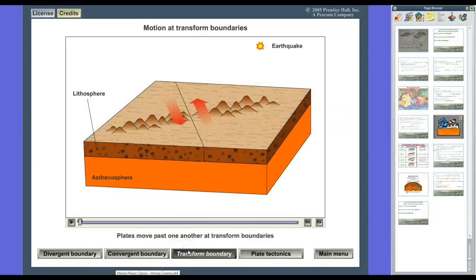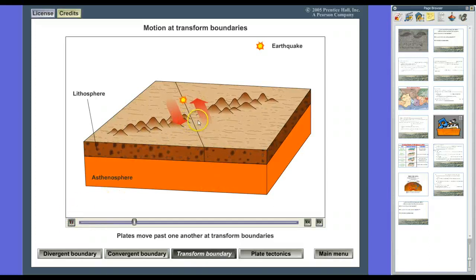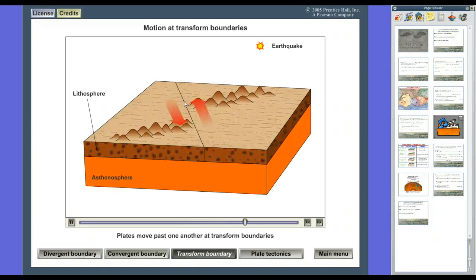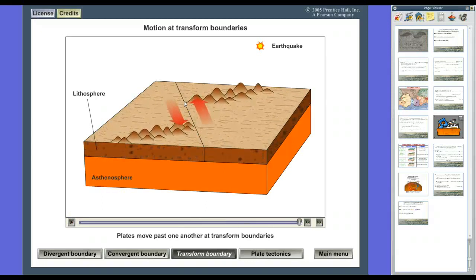So here's a transform boundary, just like I went with in the order in our lecture we were just talking about. Okay, they're going to slide across each other. Note, there's no volcanoes. So we'll hit play, and these mountain ranges are slowly moving away from each other, and as energy is released from it catching, you see earthquakes take place.